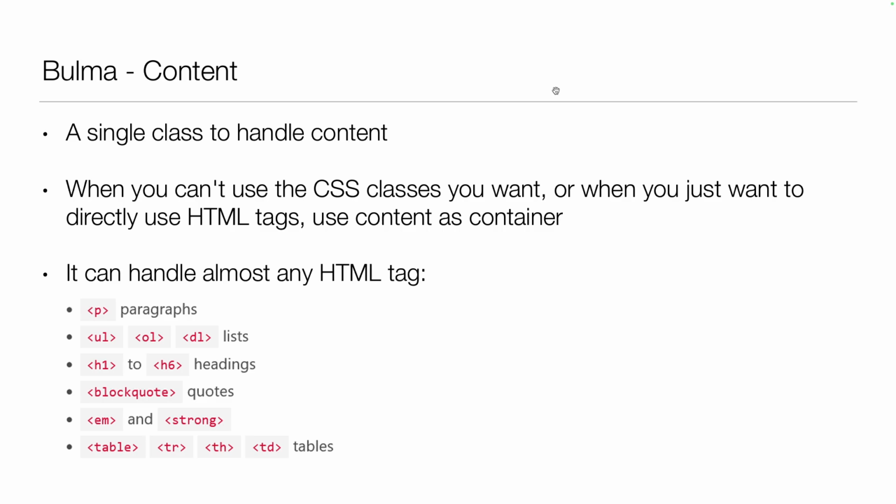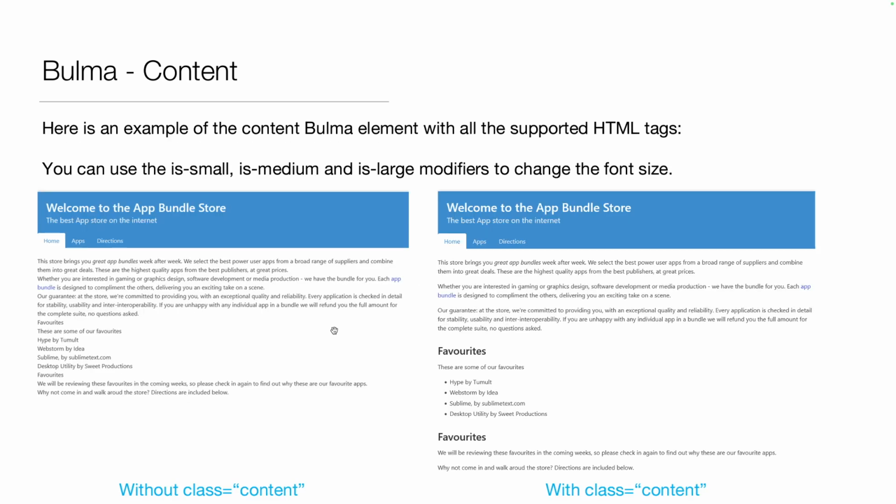So Bulma also has a content class to handle content, which might sound obvious, but when you can't use the CSS class you just want to directly use HTML tags, you use content as the container. And you can put pretty much all the P, list, heading, tags we've been dealing with inside of a container that has a content. Well, I guess you could put the class directly on the element as well.